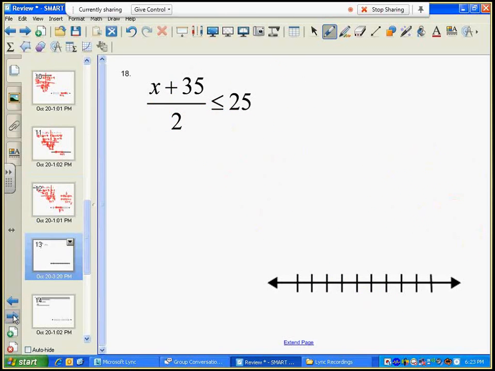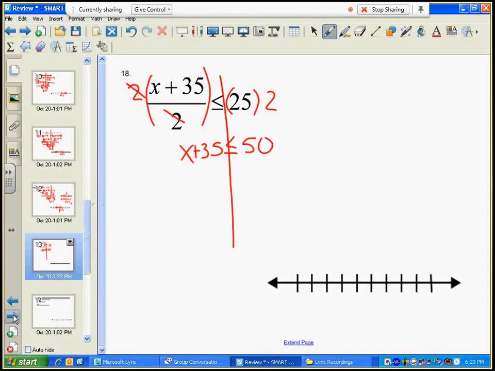Oh, I like this kind of problem. All right, so now I have some kind of a polynomial on top of a denominator. And the easiest way to solve this is to multiply both sides by 2. Because when I do that, I can actually divide out the 2 and the 2. And all I'm left with on this left side is x plus 35. That's all. x plus 35 is less than or equal to 50.